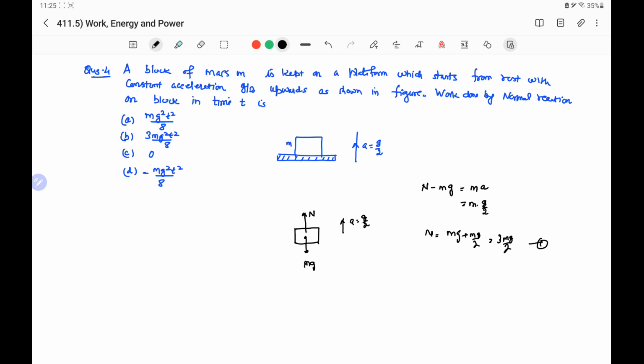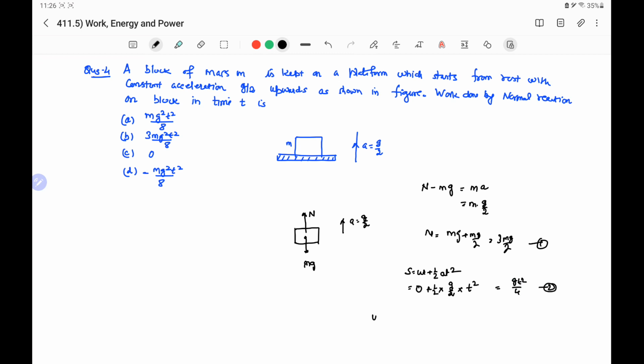So block is moving upward, therefore displacement is in upward direction. Therefore first we have to find the net displacement in time t, as per the question, if the body is starting from rest. So for constant acceleration we can use equation of motion, using the second equation of motion, that is s equal to ut plus half at square. Initial velocity is 0, so u is 0, plus half into upward acceleration g by 2, and in time t we have to calculate the displacement, so time is taken t. So net displacement of the body will be gt square by 4. This is the equation number 2.